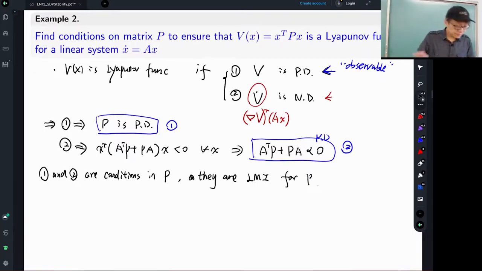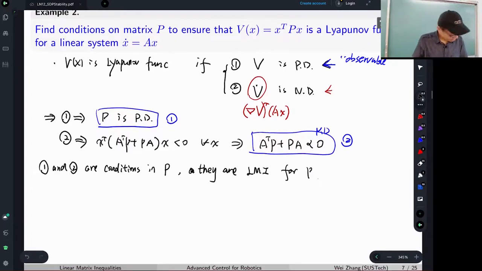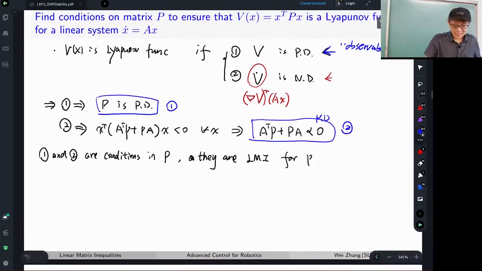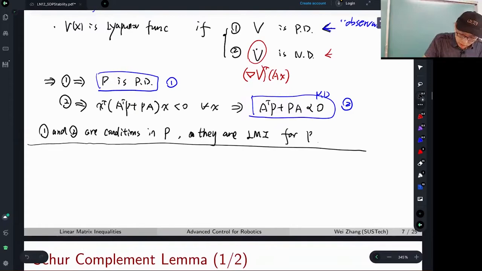Is this clear to you, Yinghan? One and two are linear matrix inequalities with respect to P. Is that true or not? The first one is sure, because P is positive definite. If you like, we can go through this one more time, but it's the last time, so we'll not do these baby steps later on. I hope you are fine with what I mean by these two being LMIs. I really mean they can be written in the standard form of linear matrix inequalities.